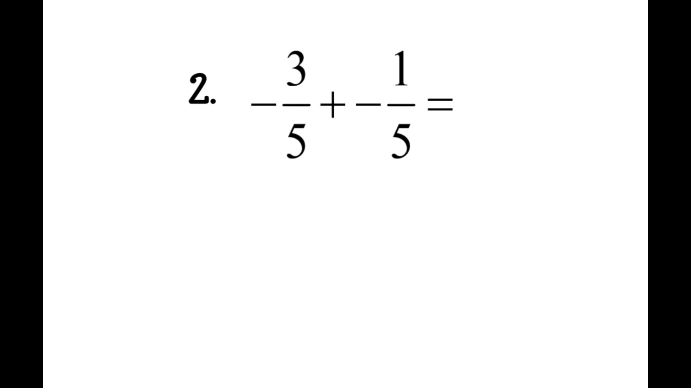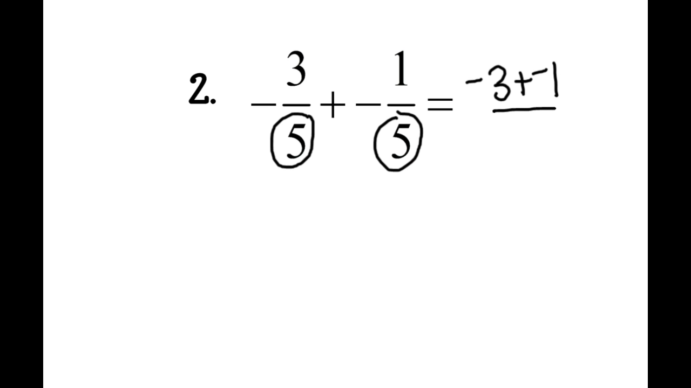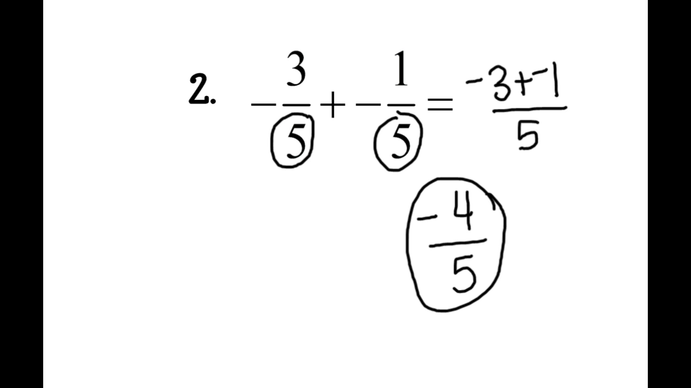Number 2, here it gets a little trickier because we're adding in negatives now. So we have our common denominator, which is 5. And then we look and we have -3 plus -1, so -3 plus -1 all over 5. And -3 plus -1 is -4. So I have -4/5 as my answer. And then I ask myself, can that be reduced? And it cannot, so I circle it, and that's my answer.